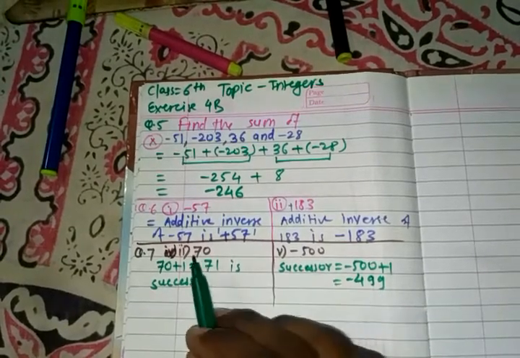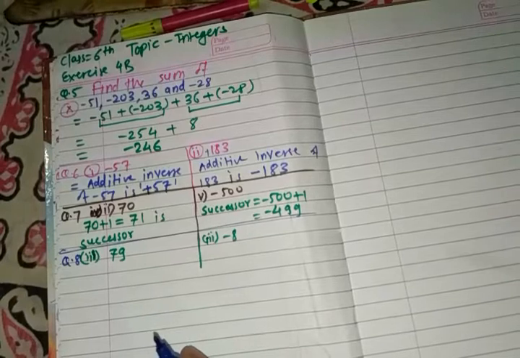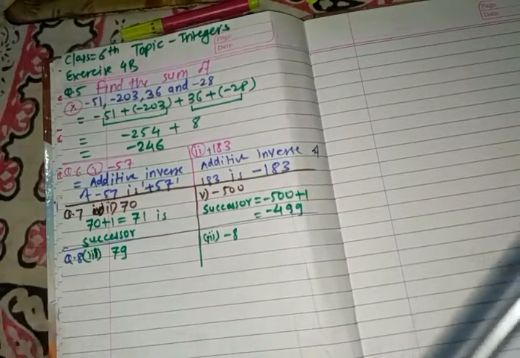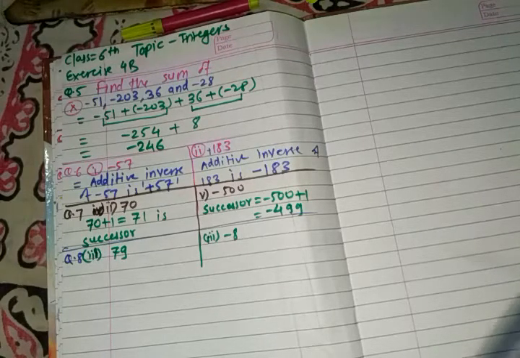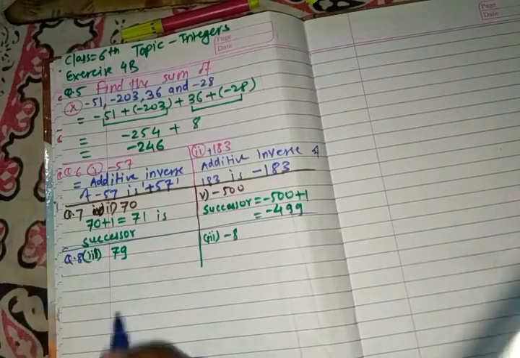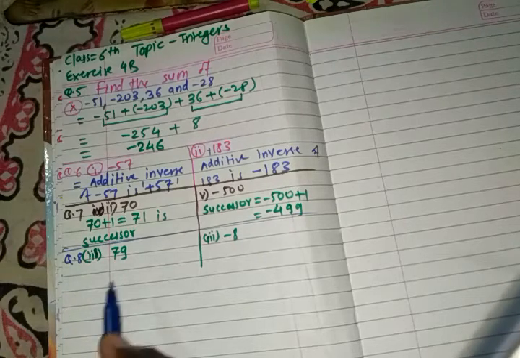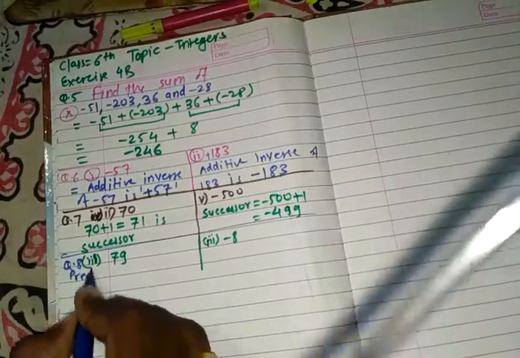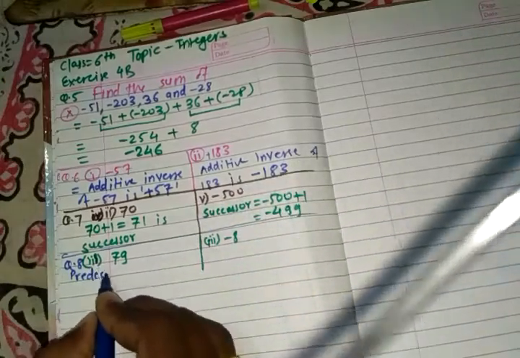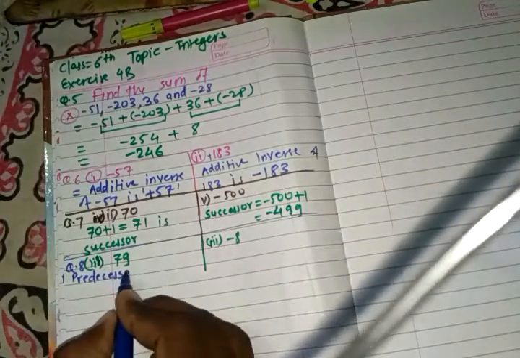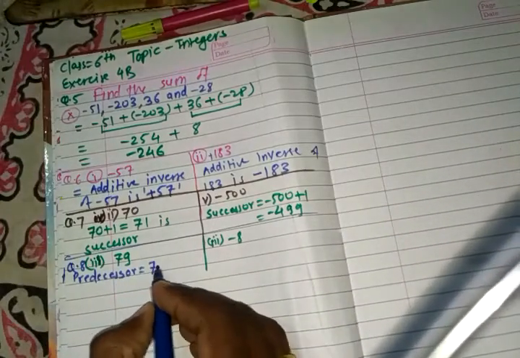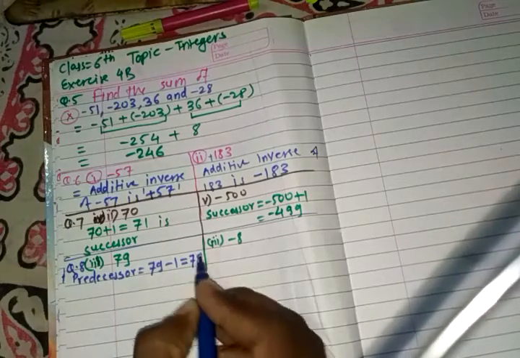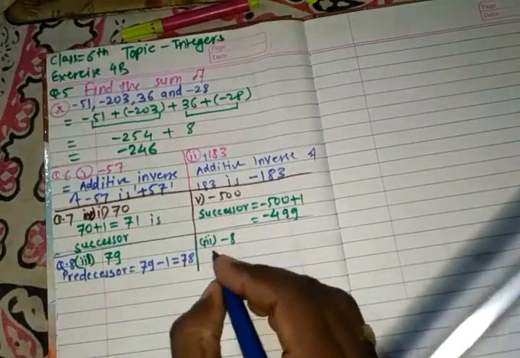Now we are going to find the predecessor. What is meant by predecessor? Predecessor means the previous number of a given number. So how can we find it? By subtracting 1 from the given number. So I will write here predecessor is equal to 79 minus 1, so it would be 78.